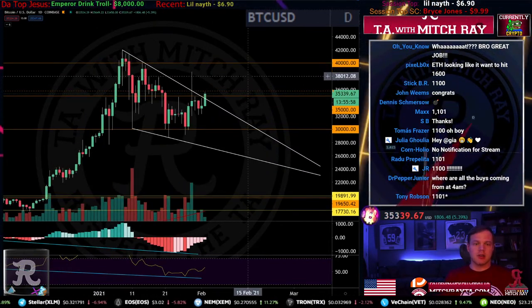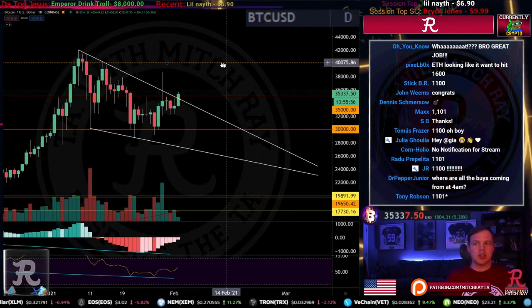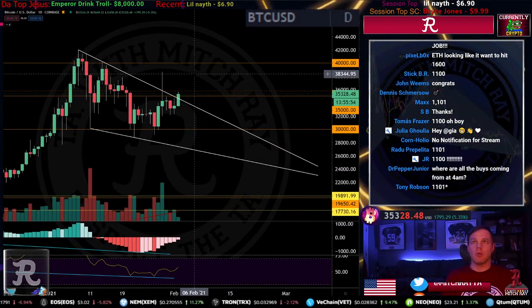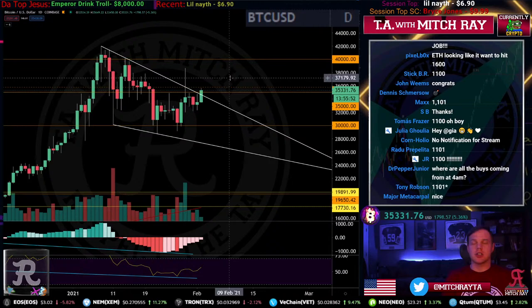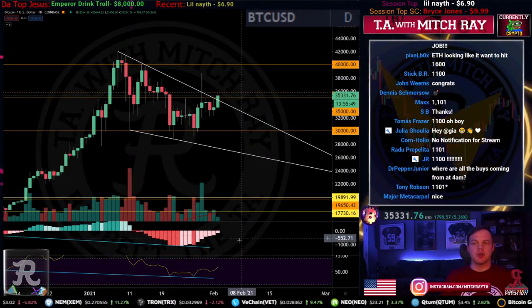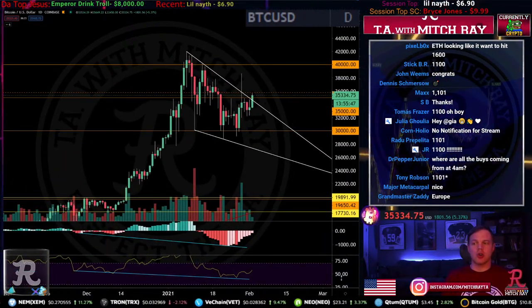Where are the buys coming in? 4 a.m. wouldn't be a London session. It's when this rally started around 2 a.m. Eastern, and it's just kind of continued on since then. But dude, I'm telling you, this is so good looking.